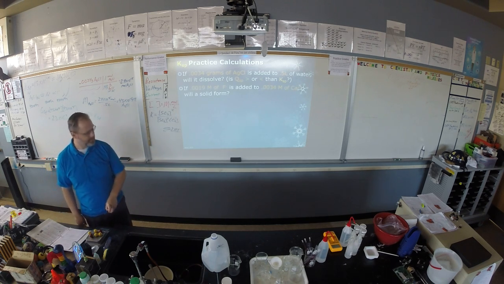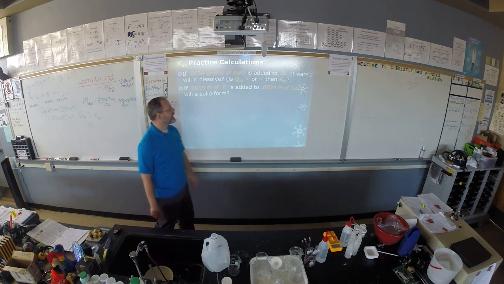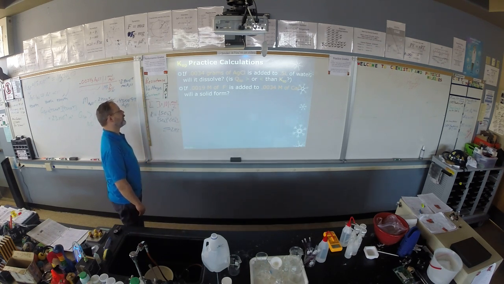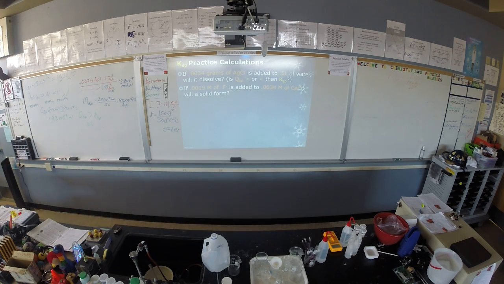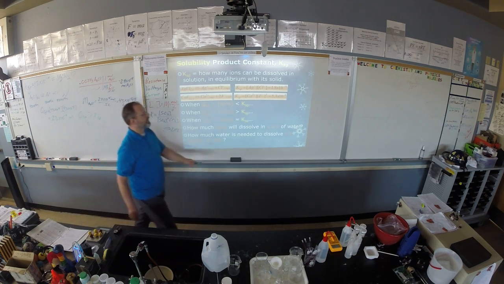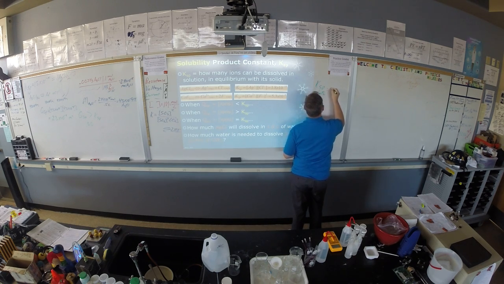Do it over on that side. If 0.0019 molar of fluorine is added to 0.0034 molar of chlorine, will a solid form? So for this, I'm going to need to get the book value for the KSP for calcium fluoride, and that book value is 5.3 times 10 to the minus 9. So the KSP for calcium fluoride is 5.3 times 10 to the minus 9.